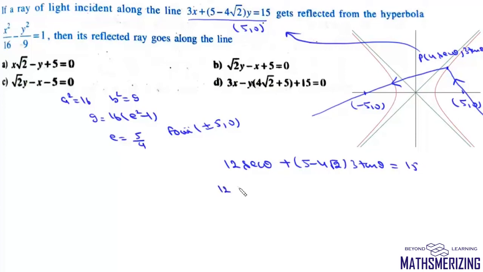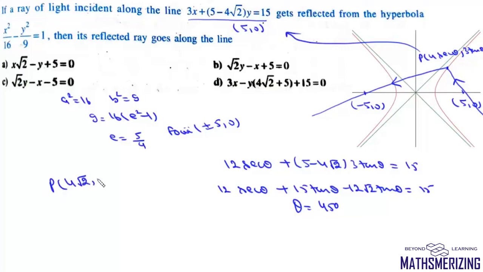So we can write this as 12 sec θ + 15 tan θ − 12√2 tan θ, and it is equal to 15. Now we'll take θ as 45°, so sec θ is √2, the 12√2 terms cancel, and tan 45° is 1. So one of the solutions of this equation is θ = 45 degrees. And if θ is 45°, then the coordinates of this point P will be (4√2, 3).